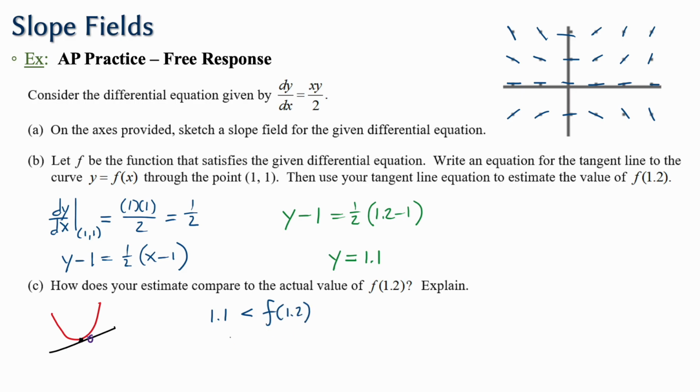And again, my justification is that f is concave up at that ordered pair (1, 1). And because of that, the tangent line will always be below the curve. So any values the tangent line gives me will be a little less than what the actual value of the function is going to be.